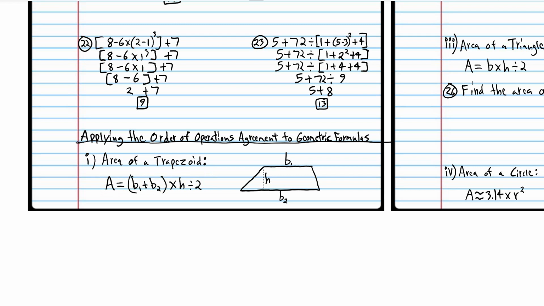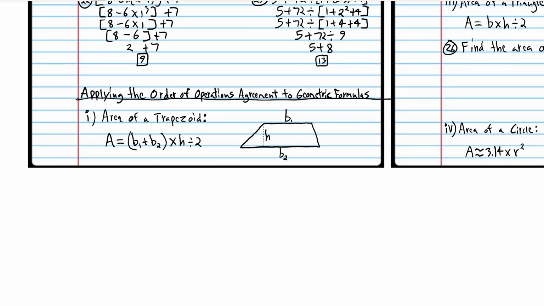So let's talk about what a trapezoid is. A trapezoid is a four-sided figure, also called a quadrilateral. Quad meaning four. And you see we have four sides, and a trapezoid is a quadrilateral where you have one pair of parallel sides. So that means this side and this side are parallel.